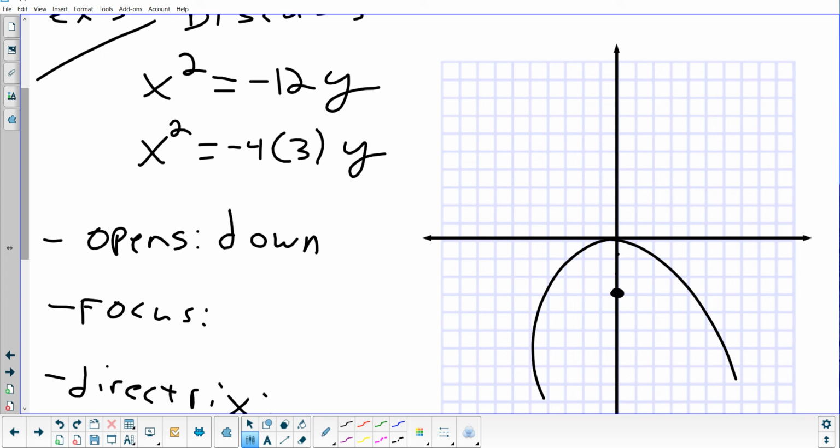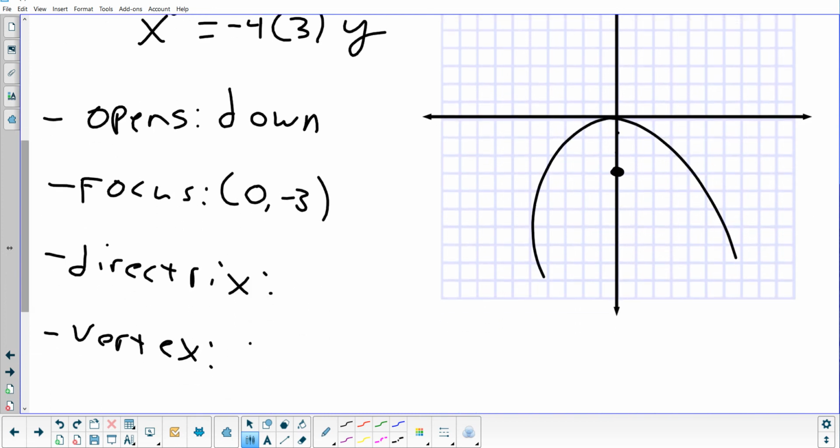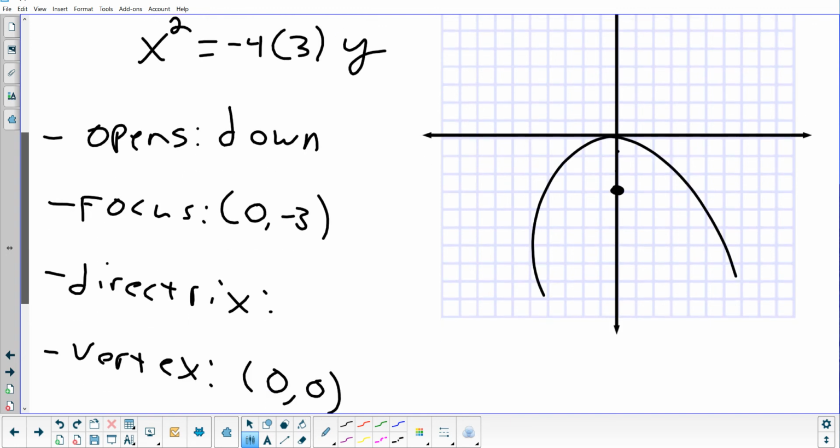What's the coordinate when you go 3 down? 0, negative 3. All right, vertex, that's the origin. That's technically the next thing you should figure out after you know which way it opens. But since we know it's the origin in every problem for now, we don't have to worry too much about that. Directrix. What letter is the equation going to start with?